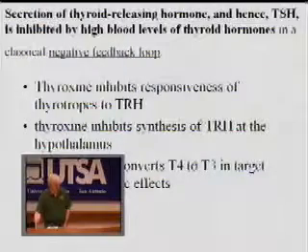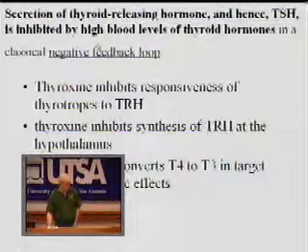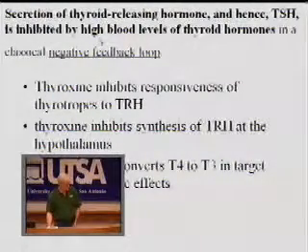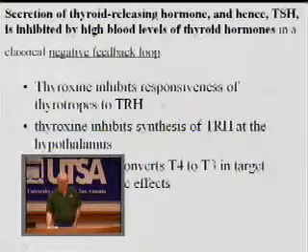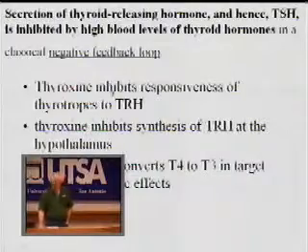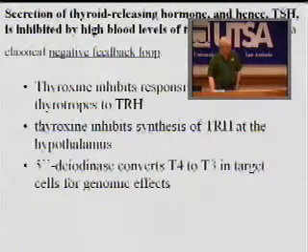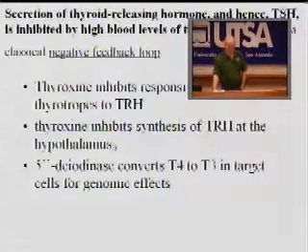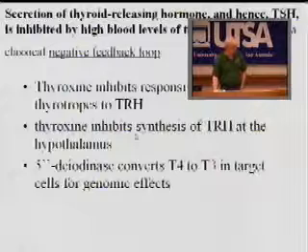So the secretion of the thyroid-releasing hormone, and hence TSH, is inhibited by high blood levels of thyroid hormones in a classical negative feedback loop. The thyroxine inhibits responsiveness of thyrotropes to TRH, which makes us think of receptor downregulation, most likely at the level of gene expression. Thyroxine inhibits synthesis of TRH at the hypothalamus. So we predict, and we saw, a TRE on the promoter for the TRH gene.